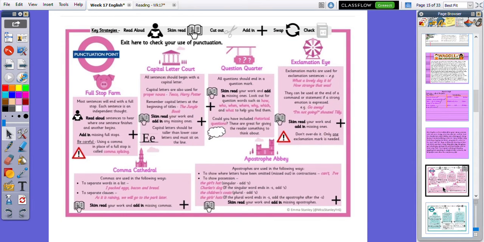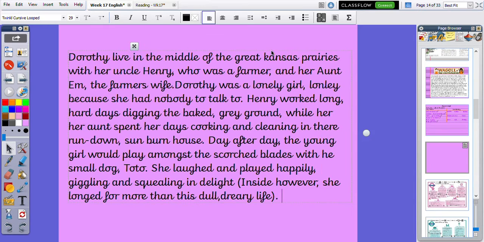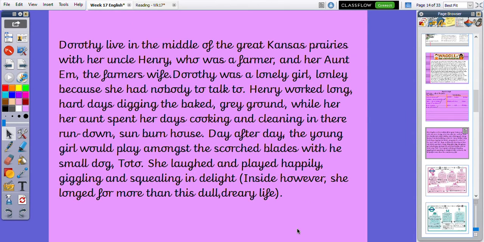Then I've got capital letters. So it says all sentences should begin with a capital letter. Capital letters are also used for proper nouns like Tesco and Harry Potter. So I'm going to skim read my work and add in any missing capital letters. So Dorothy lived in the middle of the Great Kansas. Oh, Kansas, that's a place, isn't it? So that's a proper noun. There's only one Kansas that we know of, so that would need a capital letter.